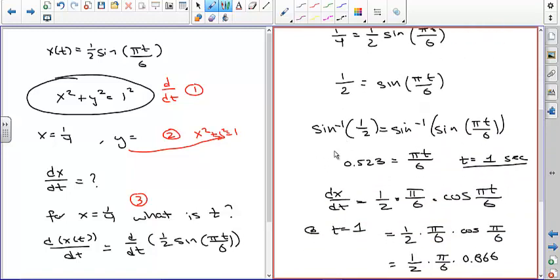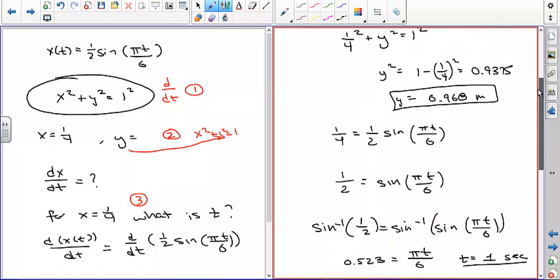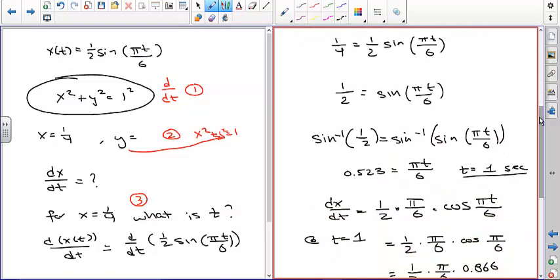So the inverse sine of 1/2 is 0.526, which apparently is pi over 6 if you use the unit circle. So this turns out to be pi over 6. So if you solve for t, you get t equals 1 second. So after 1 second, it's moved 1/4. And that makes sense because if I go back up, where's my function? This one right here. If I let t equals 1, the sine of pi over 6 is a half. A half times a half is 1/4. So that agrees with what I would have expected.